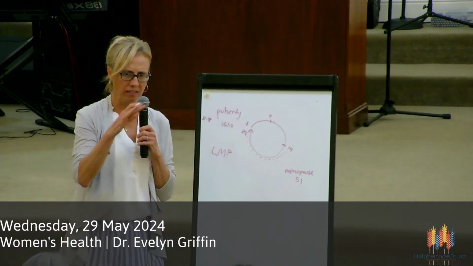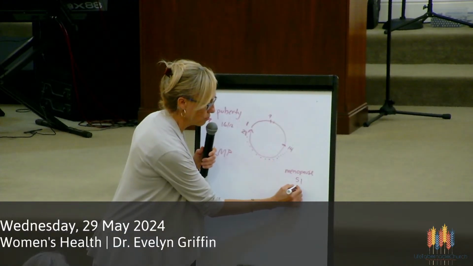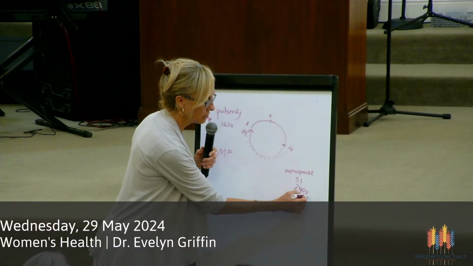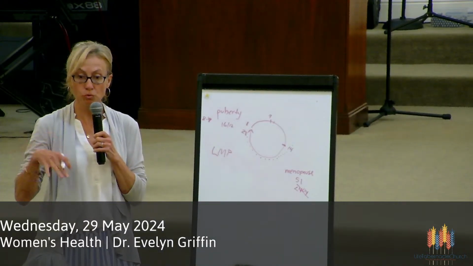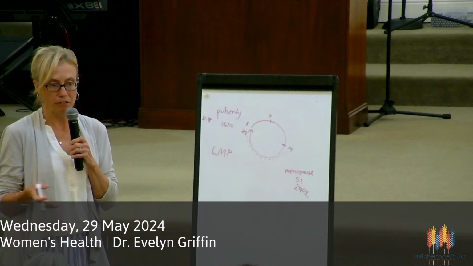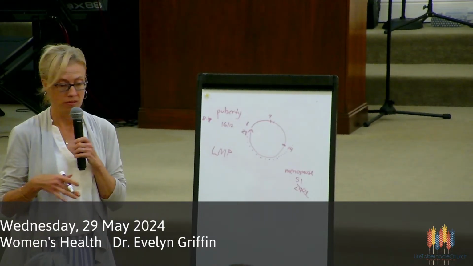If it happens a little bit sooner or a little bit later, that's okay. Not normal would be under 40 years of age. That would be considered what we call too early of menopause. We would call it premature ovarian insufficiency. In the past, we used to call it premature ovarian failure.